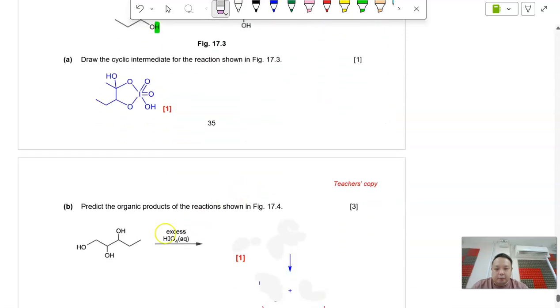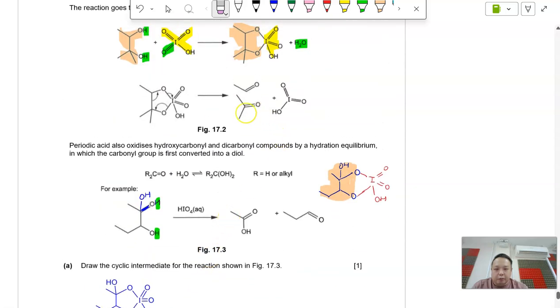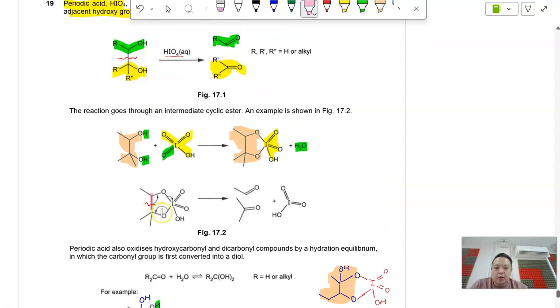Then, of course, the question wants you to predict the organic product of the reaction shown in figure 17.4. So how can we get the product? To understand how to get the product, we need to understand how the arrow pushing works. Before we go into that, let's take a look at figure 17.2 to get some better idea. First of all, all of us must agree that this carbon-carbon bond must be broken, because earlier we said that you break up this carbon-carbon bond to get two fragments. To show bond breaking, the arrow starts from the bond and points away from the bond. This I-O bond must also break.